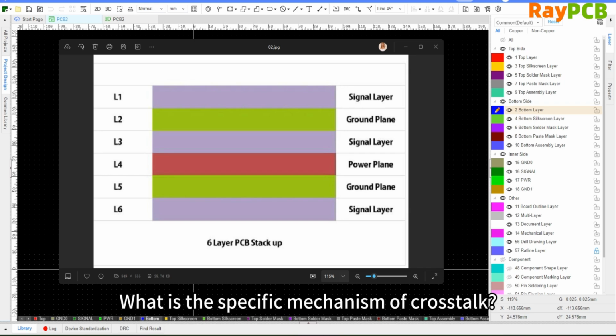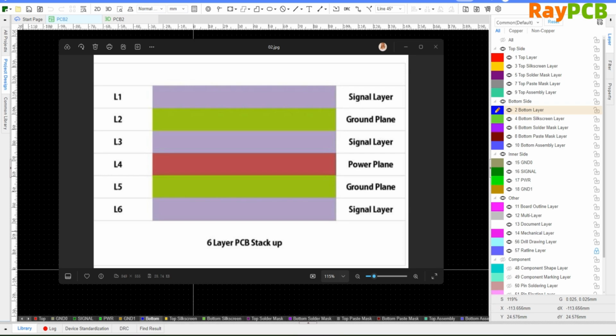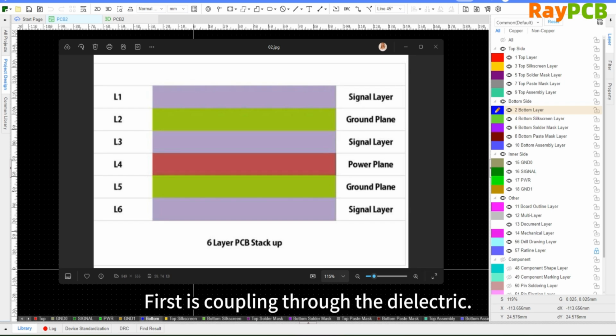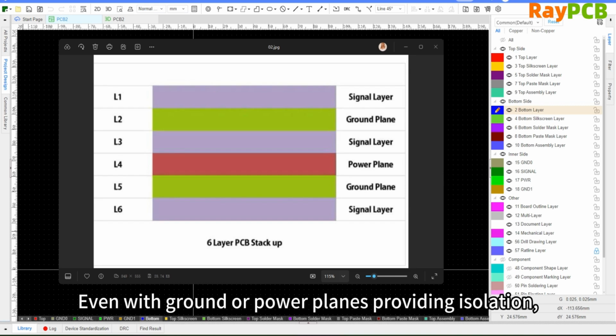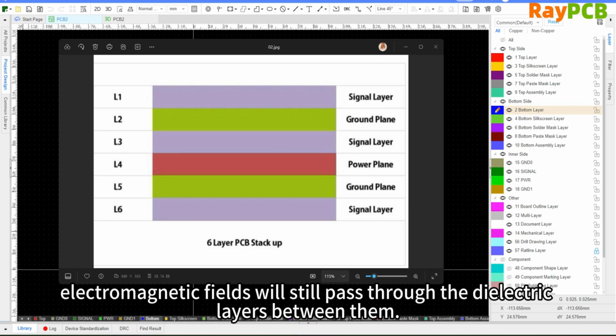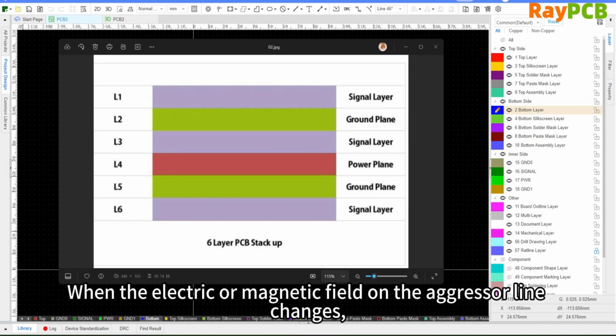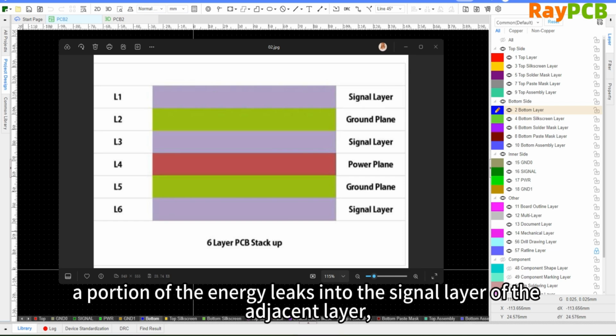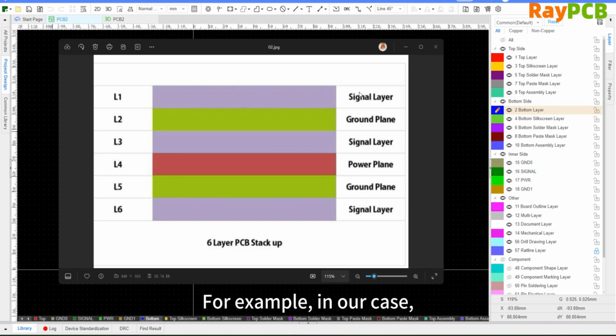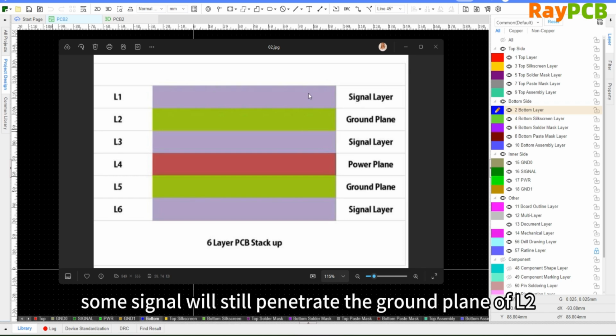What is the specific mechanism by which crosstalk is generated? First, it is through capacitive coupling. Even if there is a plane layer, such as ground or power, serving as isolation, the electromagnetic field will still pass through the dielectric layer between them on the aggressor line. When the electric field or magnetic field changes, part of the energy leaks to the adjacent layer and induces noise. For example, between L1 and L3, even though there is a ground plane as isolation, if the signal on L1 is too strong, part of the signal will still penetrate the ground layer and cause interference.